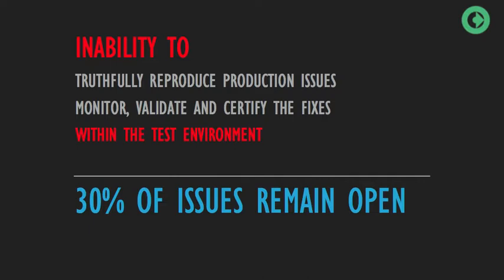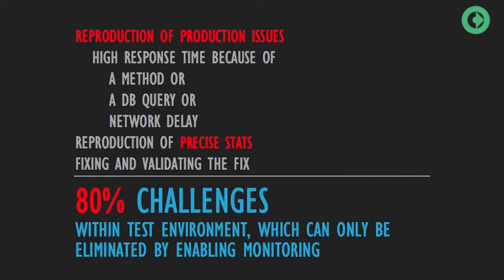The reason why this should happen within the test environment is that you cannot rely on your production environment to monitor and fix or validate the fixes. Almost 80% of the respondents observed that these are the key challenges that occur within the test environment, which can only be eliminated by enabling monitoring. Those key challenges are, basically, reproduction of production issues. Now I'll take an example. Let's say we have to reproduce a high response time because of a method or a DB query or a network delay.